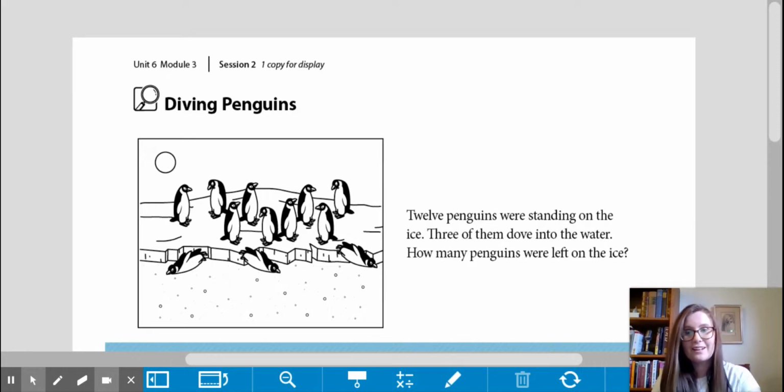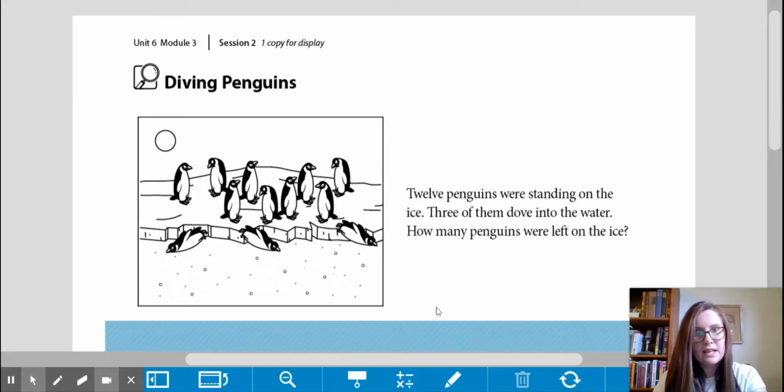So if you look here, we've got some penguins, and some are on the ice ledge, and some are diving into the water. So I'm going to read the story problem, and then we'll think about how we can solve it. It says 12 penguins were standing on the ice. 3 of them dove into the water. How many penguins were left on the ice? So think for just a quiet moment, how do you want to solve this problem?